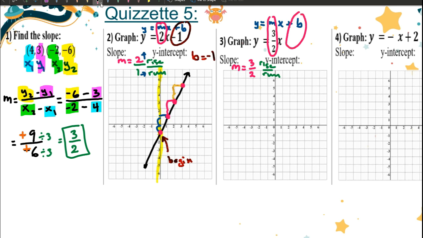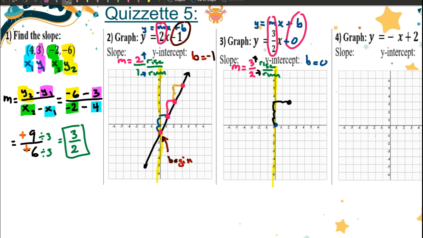There's nada. Nada means nothing, which means it's going to be 0. b is 0. So you're going to begin at 0 on the y-axis. Find the 0. So your beginning is 0. And then the slope is 3 over 2. What does it mean? It means that we're going to go up 3 over 2. Up 3 over 2. So go up 1, 2, 3 over 2.